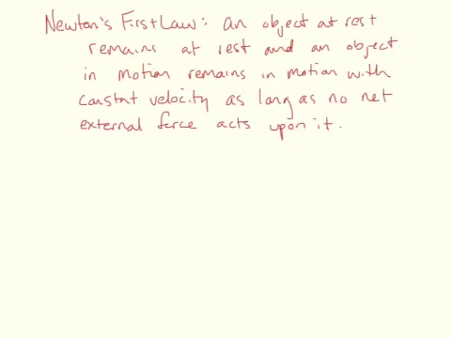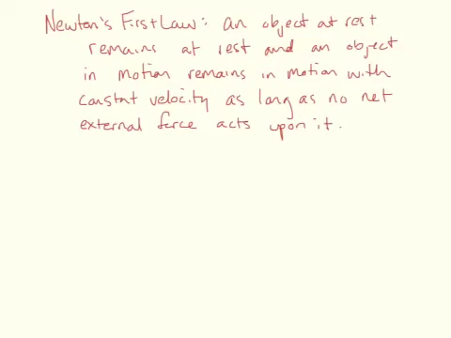So for the next week, we're going to be focusing on Newton's first law. Newton's first law says that an object at rest remains at rest, and an object in motion remains in motion with constant velocity as long as no net external force acts upon it. So basically, if we have an object that's sitting still and no net external force acts on it, then it will keep sitting still. And if we have an object that's moving and no net external force is acting on it, it will keep moving with a constant velocity. In other words, it will keep moving at the same speed and it will move in a straight line.